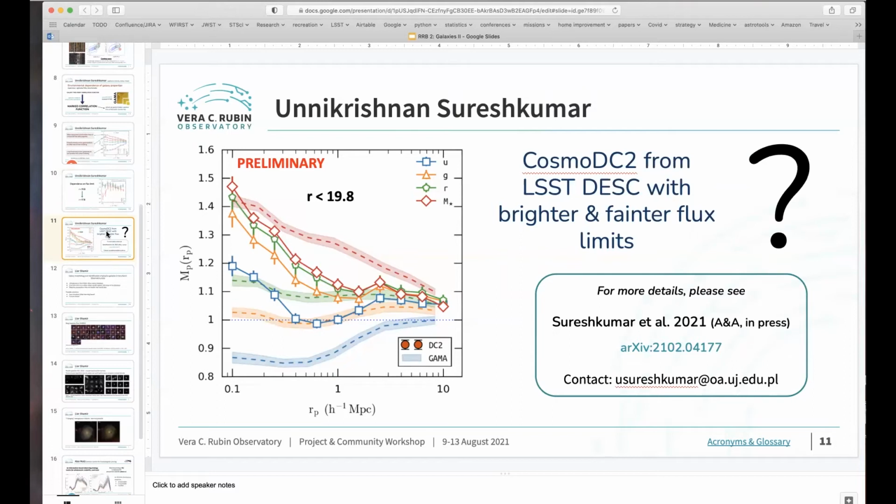We created mock samples from LSST, from DC2, that resembled our GAMA sample and compared their marked correlation functions. We can see here that even though the marked correlation functions significantly differ between the two samples, they still follow a hierarchy, which is a green signal to proceed. So we plan to extend our analysis using brighter and fainter flux limited samples from the CosmoDC2 catalog, and I hope we will have the paper out soon.